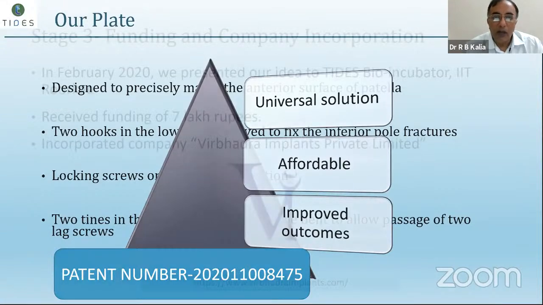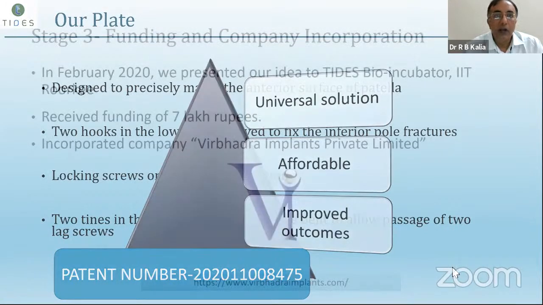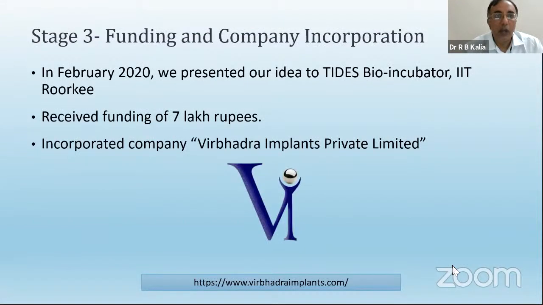It is not just enough to have an idea. You have to fructify your idea with funds. We presented our idea to IIT Roorkee, and we received funding of 7 lakh rupees. One of the important things they wanted us to do was to start our own private company. So we started this company, designed the logo, and this is the website of our company.